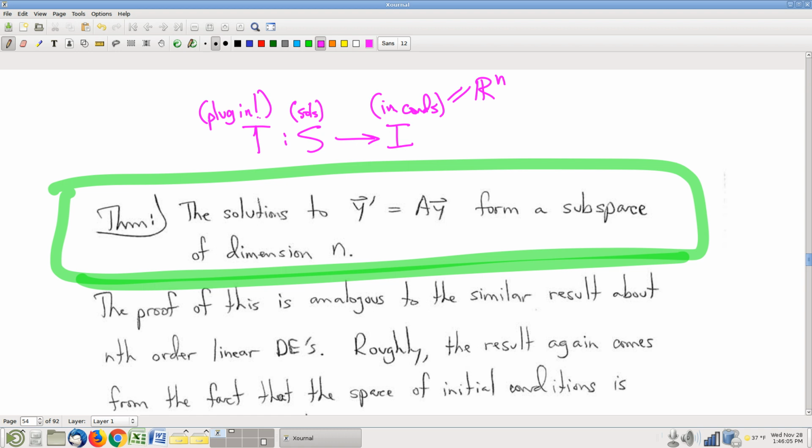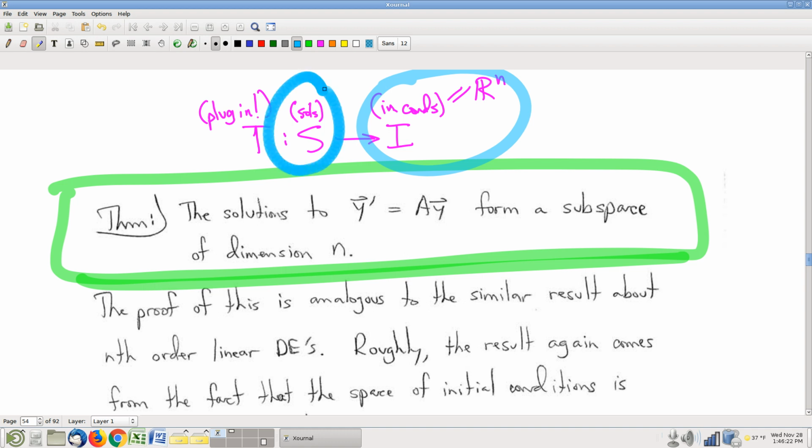is one-to-one and onto. Bijective, depending on your preference of terms. And because this linear transformation is one-to-one and onto, these two vector spaces have the same dimension. The dimension of R^n, which of course we know is n, is the same as the dimension of this domain, namely the set of solutions that we're trying to understand. So that's how we know the set of solutions is n-dimensional. Okay, so that was the argument that we made in the Chapter 4 context.